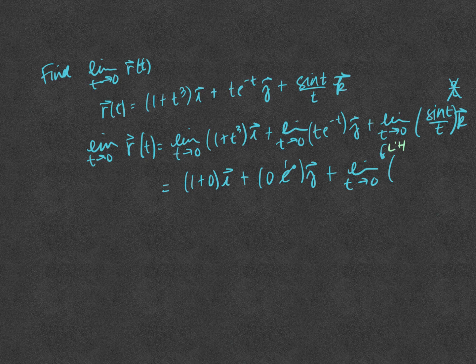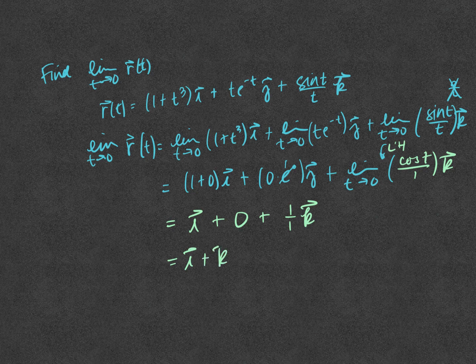When we take the derivative of the top, the derivative of sine t is cosine of t, and the derivative of the bottom is 1 times k. Now I kept the limit notation because you have to keep the limit notation. We haven't finished it. So here we have i, this is 0. I'm going to write a 0 in for this. And then when I plug in 0 now, I get cosine of 0 is 1, over 1 k. So this means our answer is i plus k.